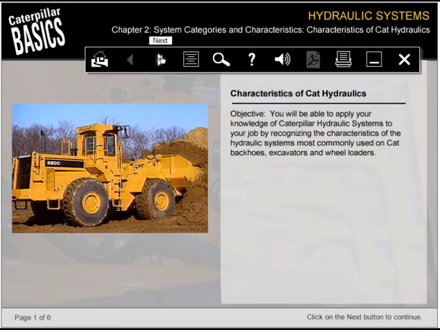Objective: you'll be able to apply your knowledge of Caterpillar hydraulic systems to your job by recognizing the characteristics of the hydraulic systems most commonly used on Cat backhoes, excavators, and wheel loaders.